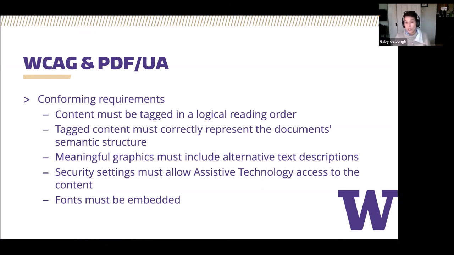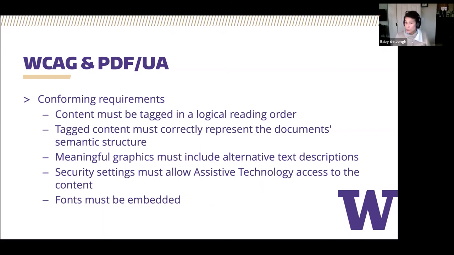PDF UA is an additional set of standards that focuses exclusively on creating more accessible PDFs and is based off of WCAG. PDF UA is an international organization standard, and that helps determine how to implement WCAG success criteria in PDFs. And these guidelines can help you apply WCAG standards for creating accessible PDF.